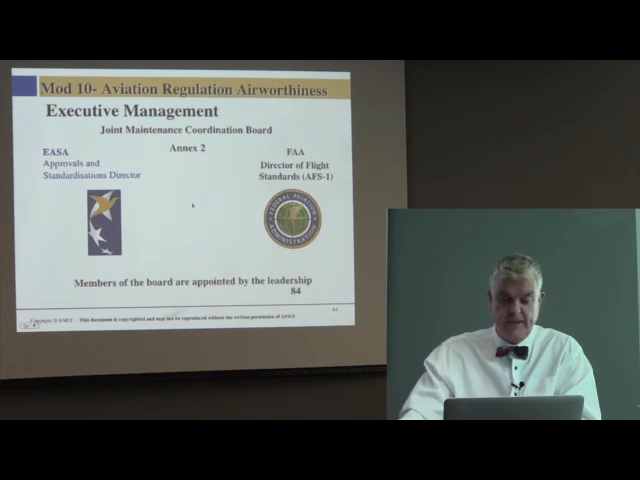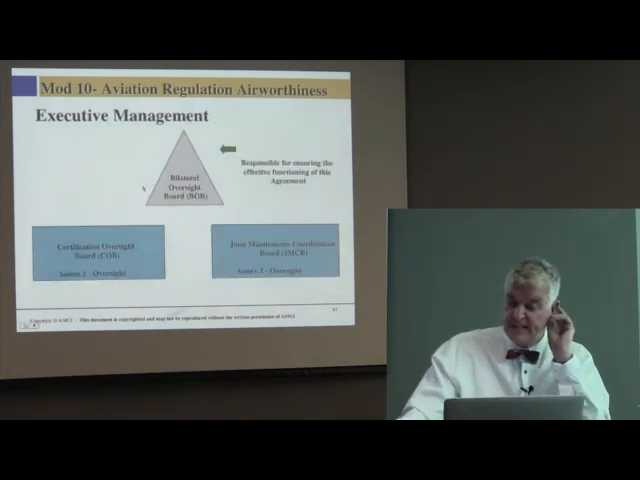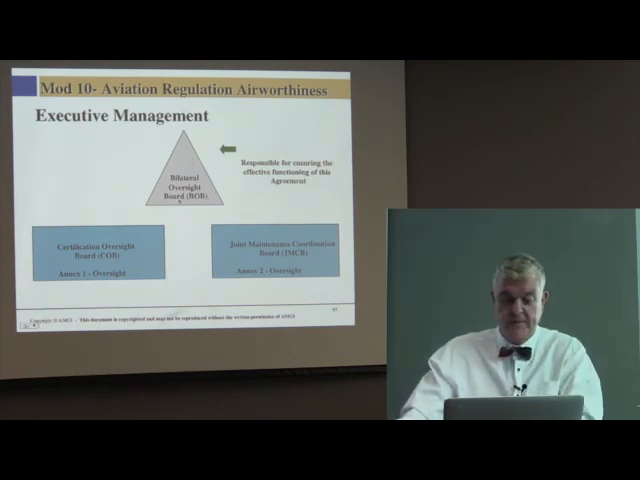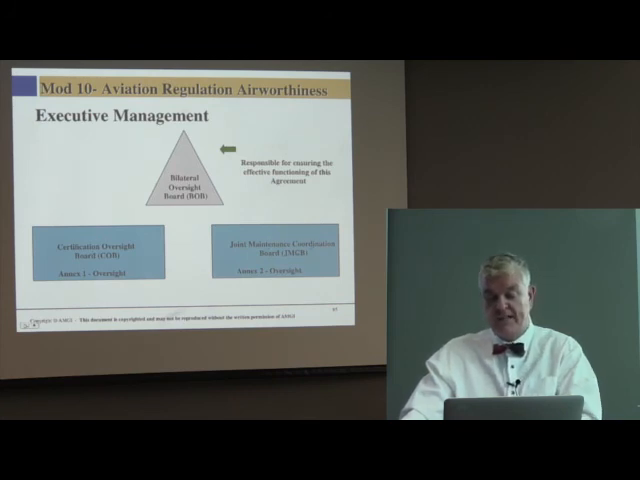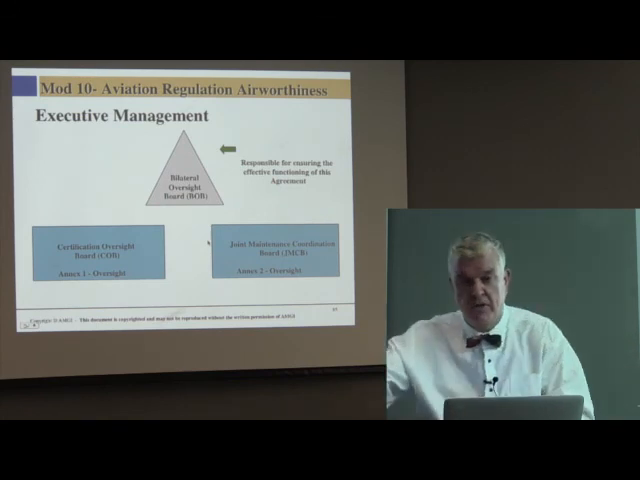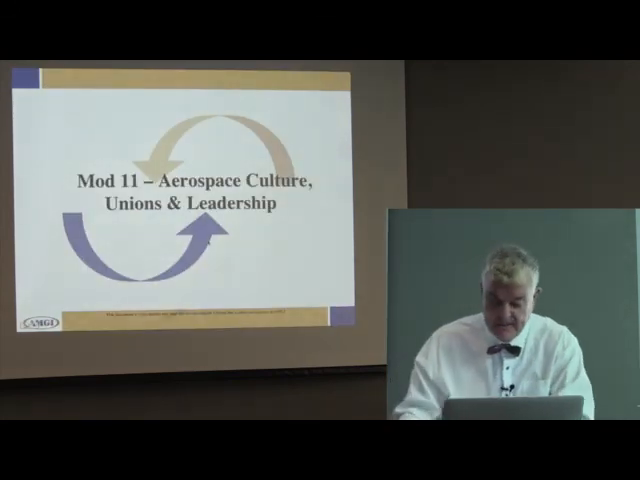We talk a little bit about these relationships between the directors of flight standards and the European approval for standardization. Executive management, talk about how it's organized, bilateral oversight, a board of directors, certification oversight board, and then joint maintenance oversight board. It's all about oversight to assure themselves that these airworthiness procedures are being implemented.